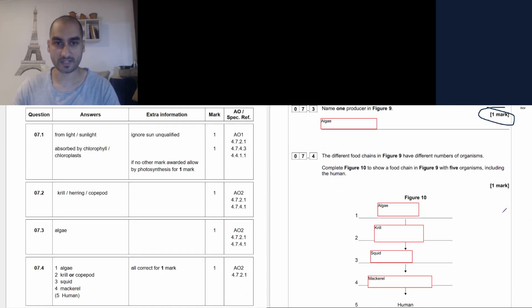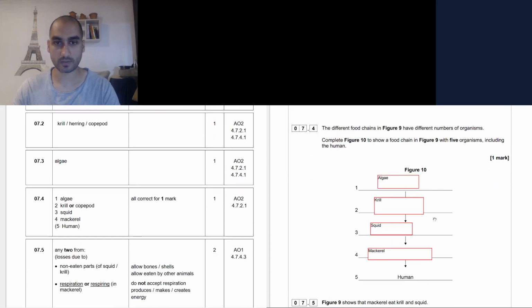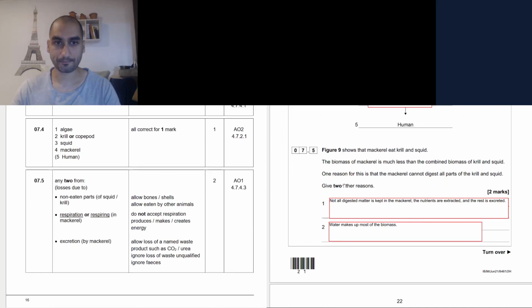This is mostly common sense. I don't know what those terms mean. Right, algae, krill, squid, mackerel. Algae, krill, mackerel. Correct. Only 1 mark. Right. Non-eaten parts. Oh yeah, of course. Excretion. Yeah, I did say excretion. Yes. I didn't say... Alright, I got 1 mark for excretion. Nothing else.